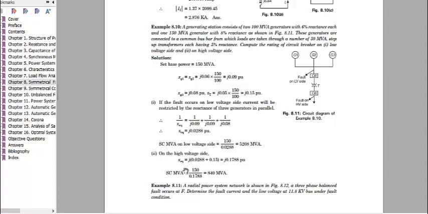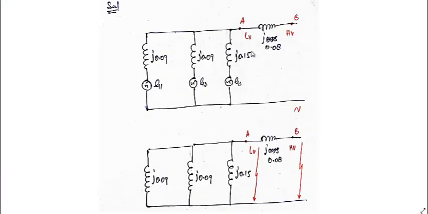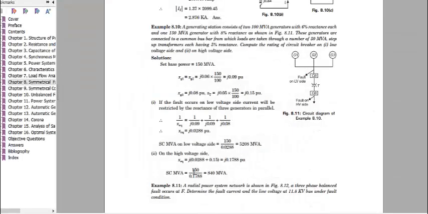Similarly, on the high voltage side, X equivalent will be this value, the parallel combination of these three plus this additional 0.15 will be added. It comes out to be 0.0288 plus 0.15, which is 0.1788. It is 150 divided by this, 840 MVA.